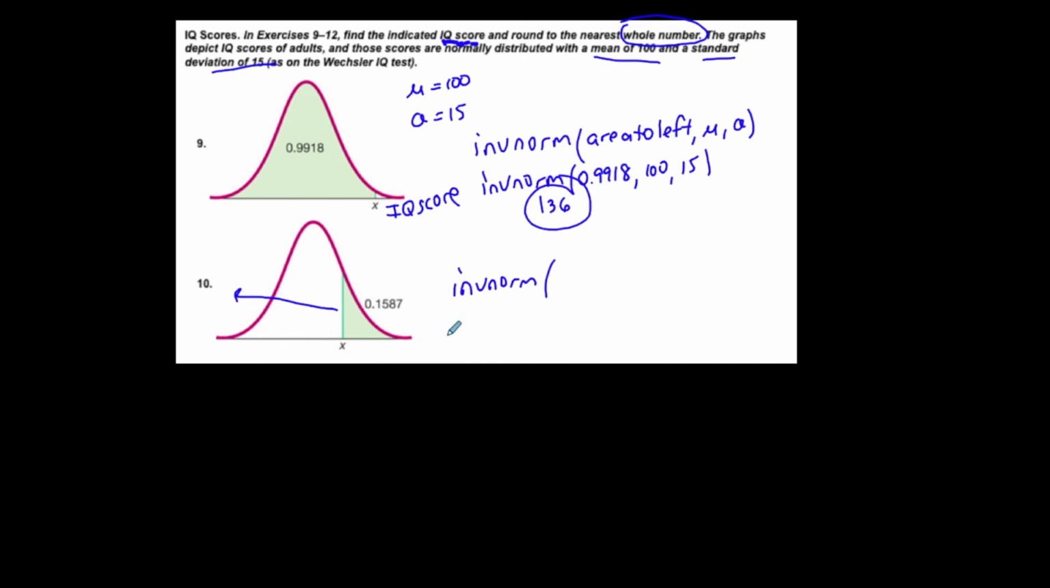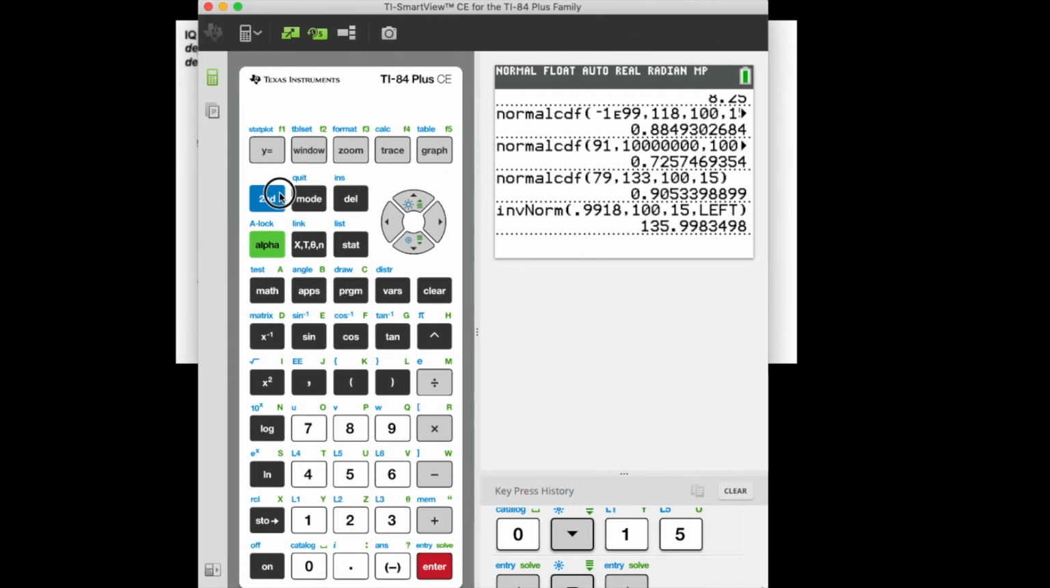I know that the total area under the curve is 1. So I can say 1 minus 0.1587 would be this area to the left. Take the whole thing, 1, and subtract this amount and I get what's left. I can straight up just plug that into my calculator without doing it before that. And then it'll give me the value that I want.